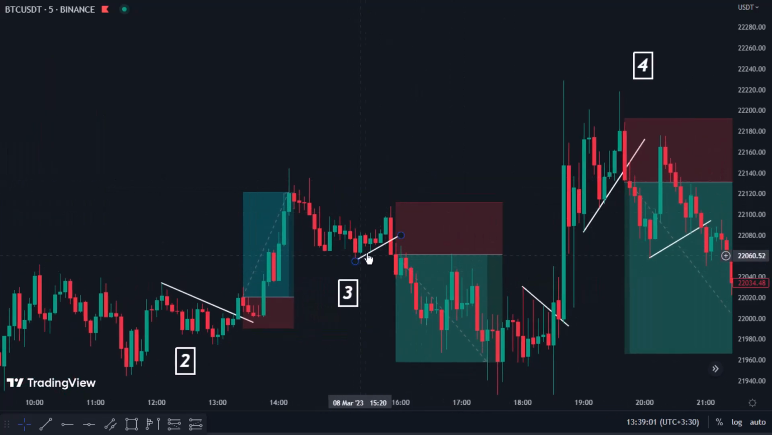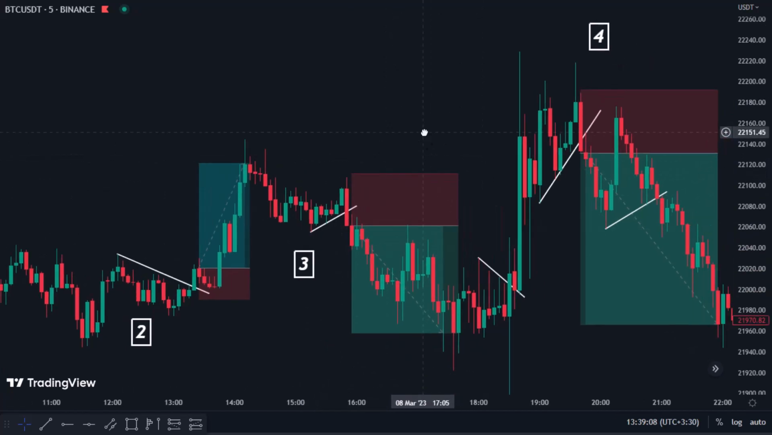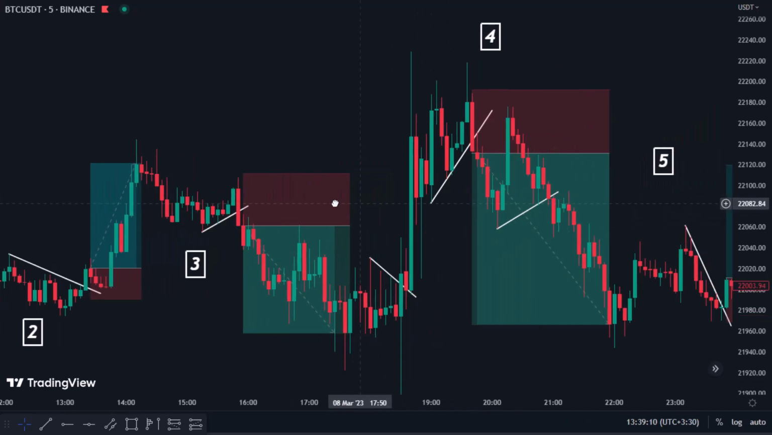On the trade 3, we have a trend line with 2 touches. On the third time it is broken here, we enter the sell position, put our stop loss somewhere safe, and it gives us a reward of 2.